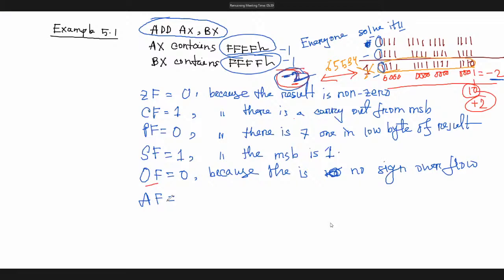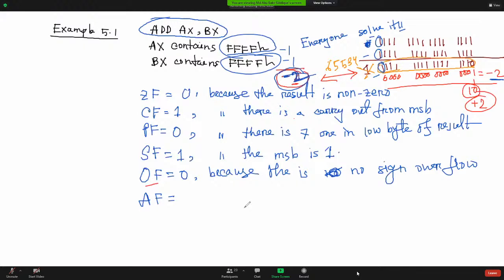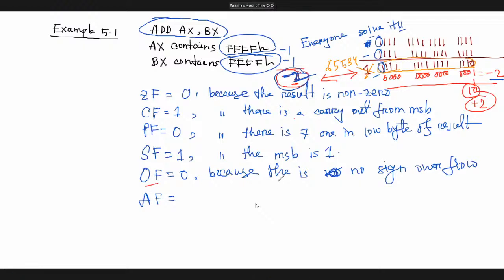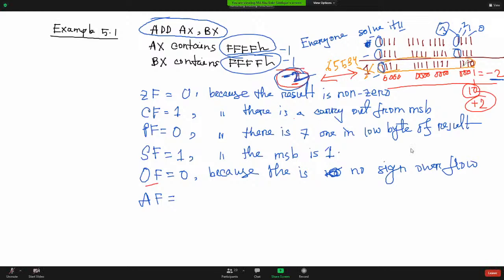Auxiliary carry flag. What is the value of AF? Auxiliary carry flag. Maybe 1, sir. You have to look at bit 3. Third bit. 1, 2, 3. This is bit 3. So, carry was 1. Okay, so that is bit 3.